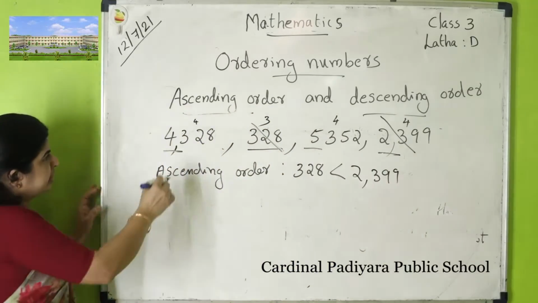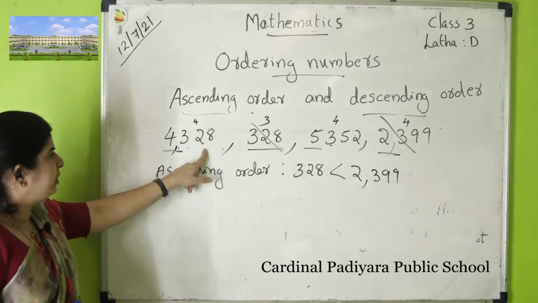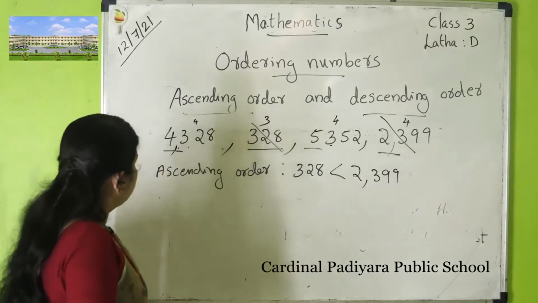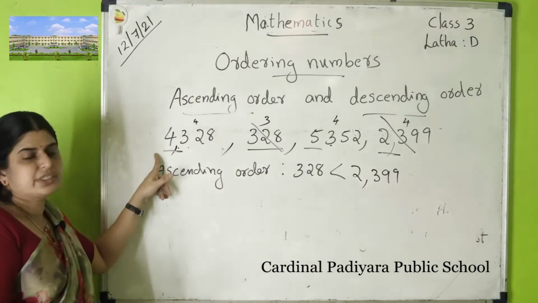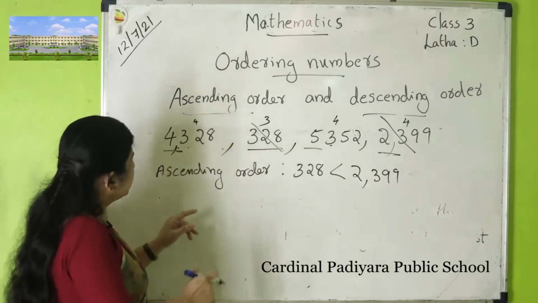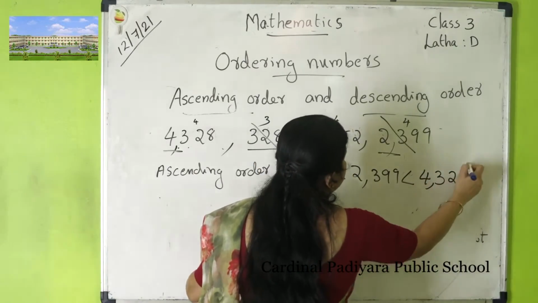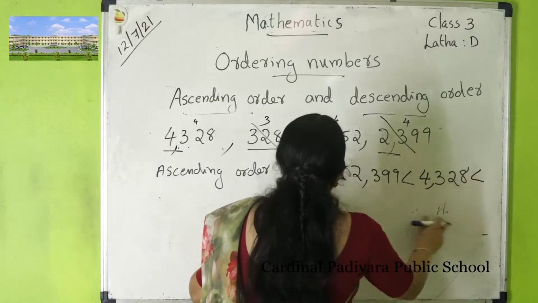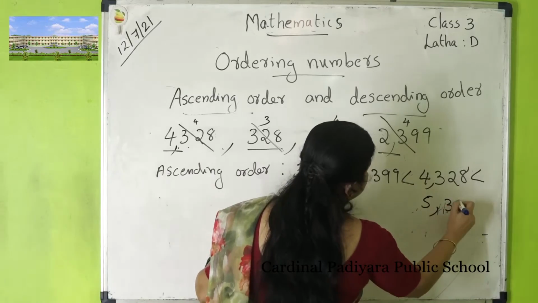Then next we compare these two numbers, 4328 and 5352. Which is smaller here, 4 or 5? Here 4 is smaller. Therefore, we write 4328 as the third number. Then the last number, 5352.